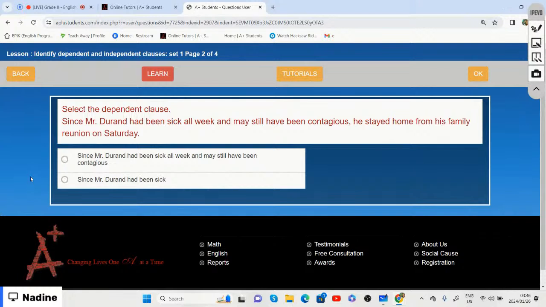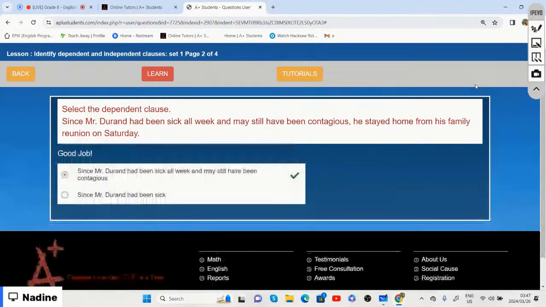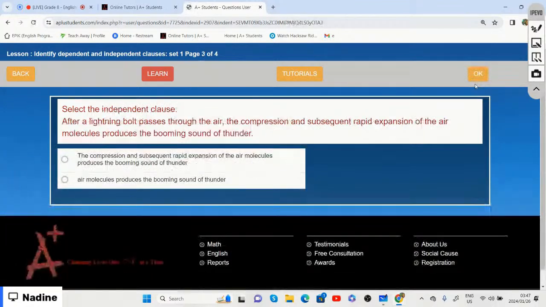All right, so if we select the dependent clause, we will say it is option one, which is "since Mr. Durand had been sick all week and may still have been contagious." So it is the first one, and it even starts with a subordinating conjunction, which is "since." So well done. All right, let's do the last one. The last one is to select the independent clause.